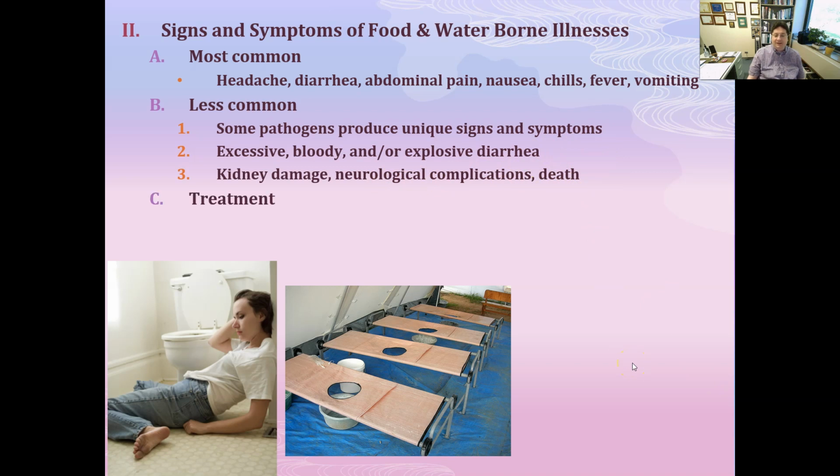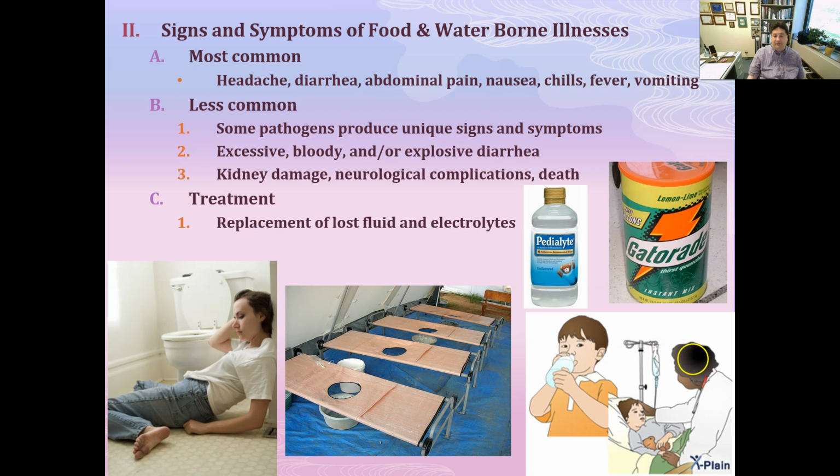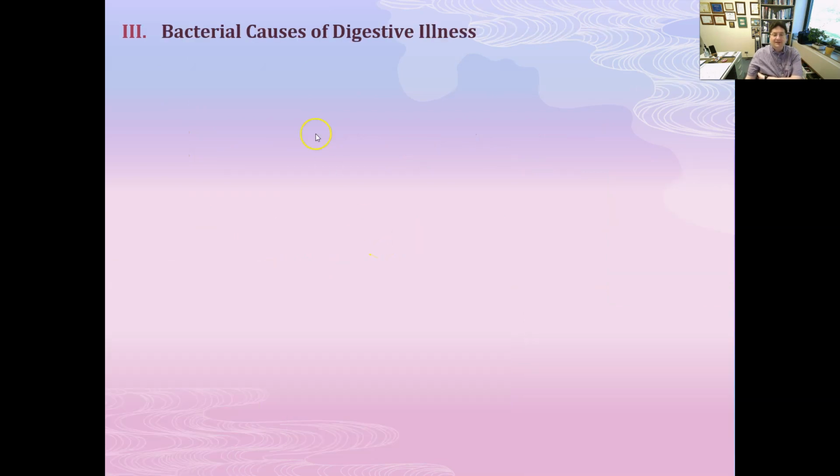What's the main treatment here? The biggest thing is replacement of lost fluids. Okay? Diarrhea kills by dehydration. You lose too many fluids. So replacement of lost fluids and electrolytes. And then maybe antibiotics and anti-nausea medication. Okay? All right, let's look at causes. Bacterial causes of digestive illness.